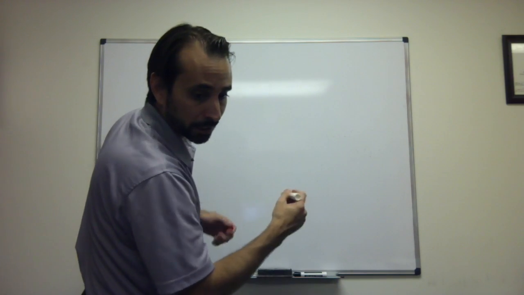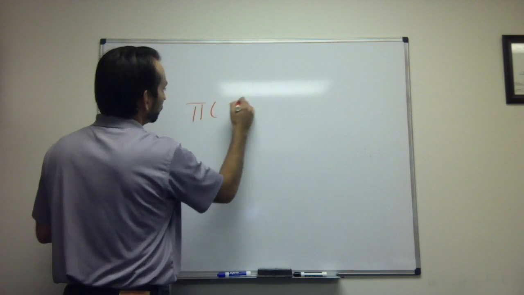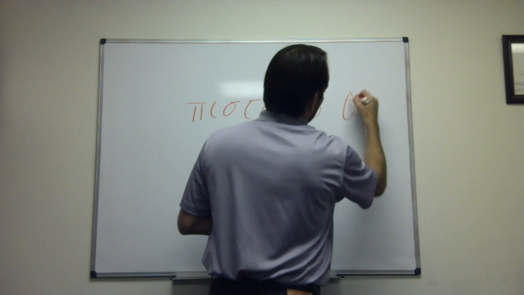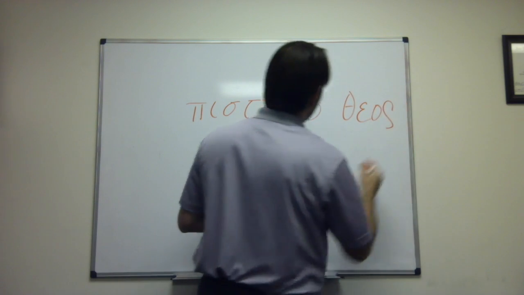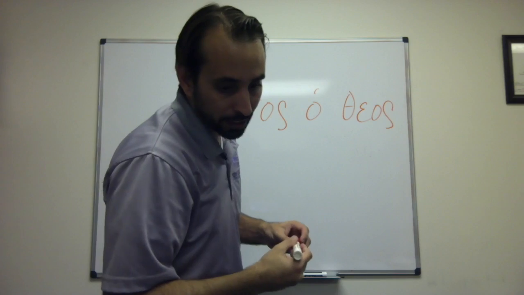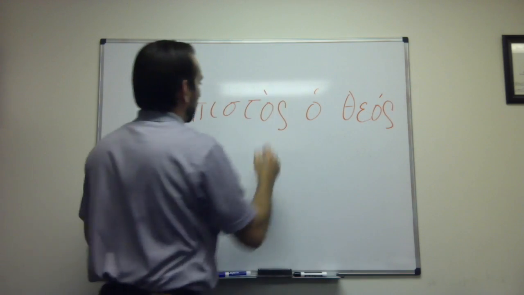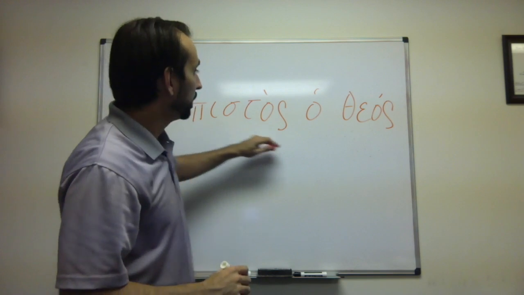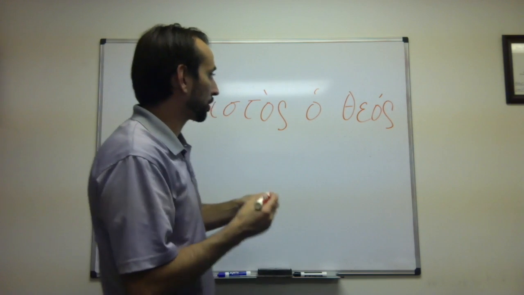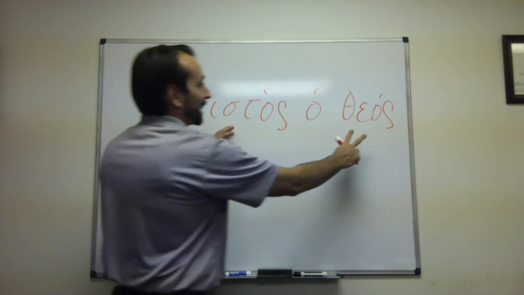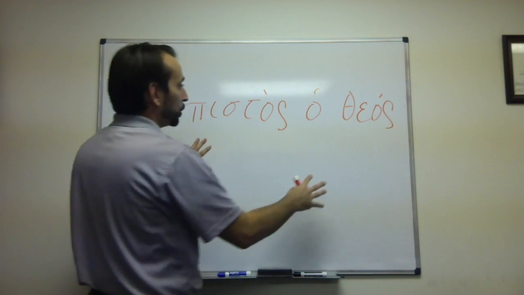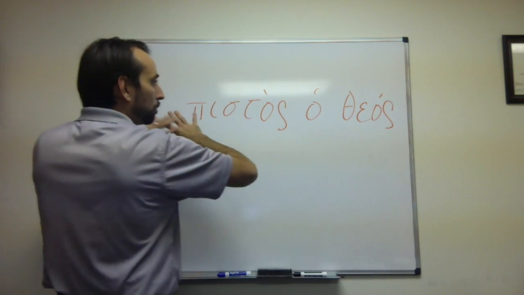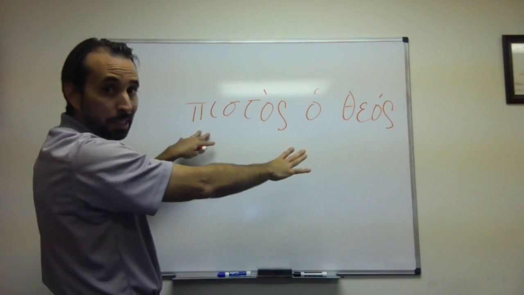So this first one is pistos ho theos. Okay, so pistos ho theos. This is like faithful. Faithful. And then you have God with an article. So here I've got an adjective, I've got a noun. What's the relationship of these two? He says when you have an adjective and a noun, there's no copulative verb. This is it. This is all you have.